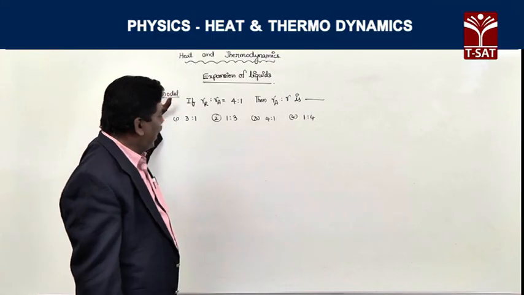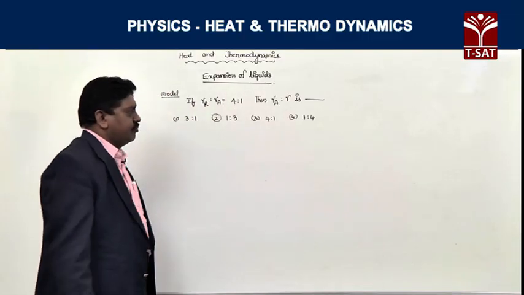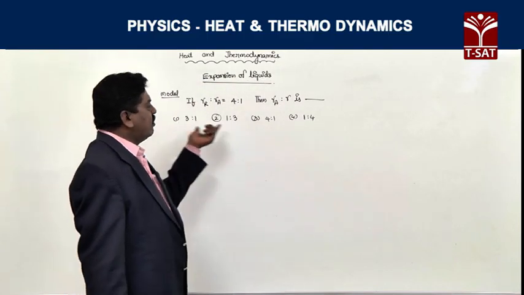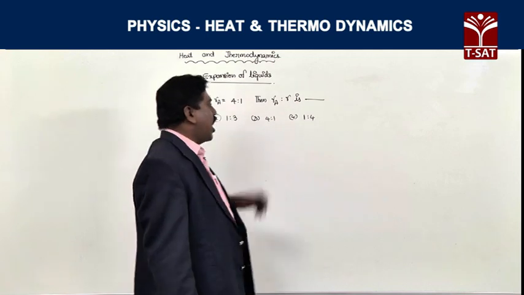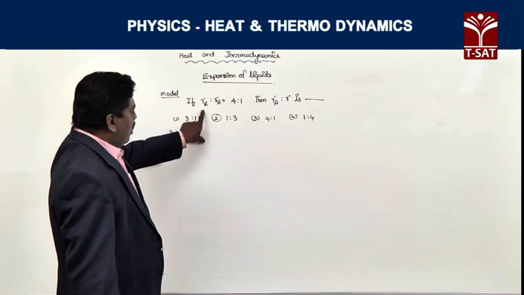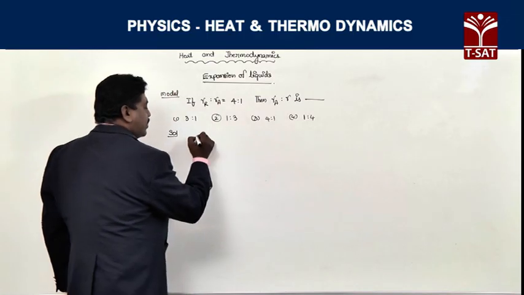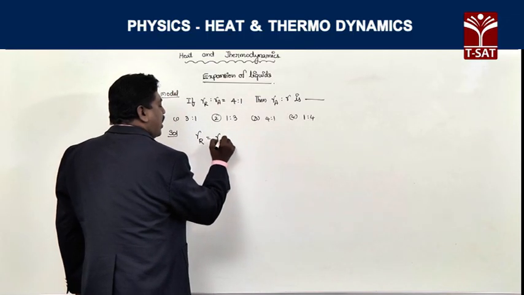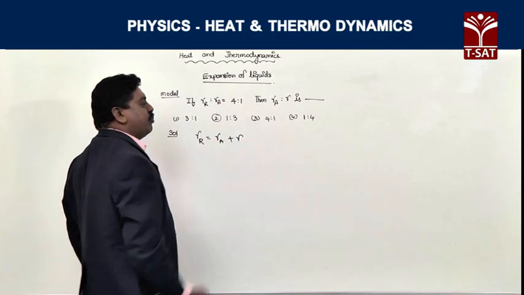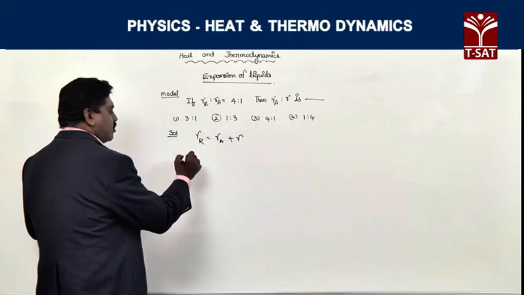We are given in the problem, if gamma R to gamma A is 4:1, then what is gamma A to gamma? The options given are 3:1, 1:3, 4:1 and 1:4. We know the relation between the coefficient of real expansion and the coefficient of apparent expansion as gamma R equals gamma A plus gamma, because we need the ratio between gamma A and gamma. We divide all the terms throughout by gamma A.